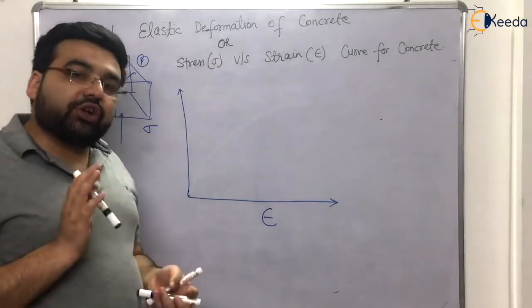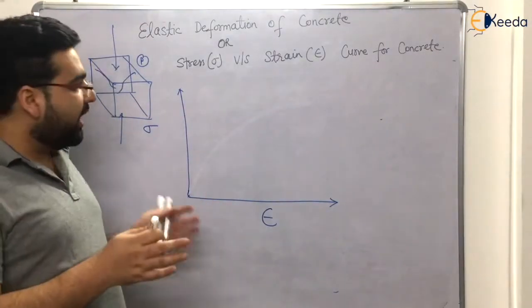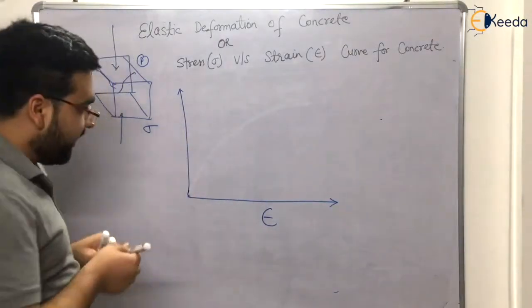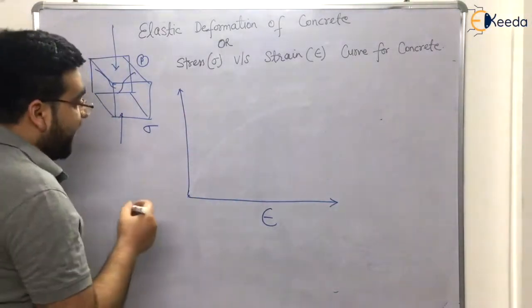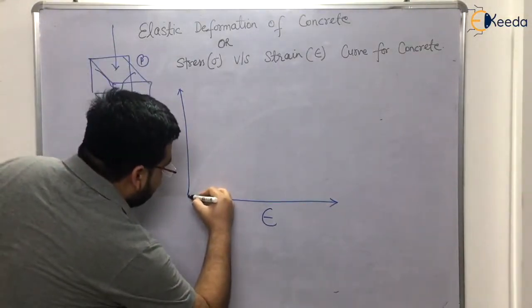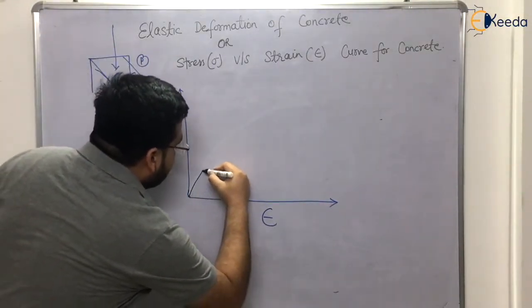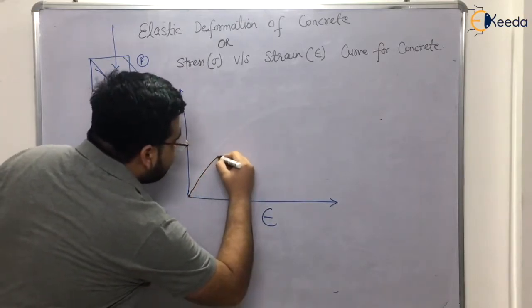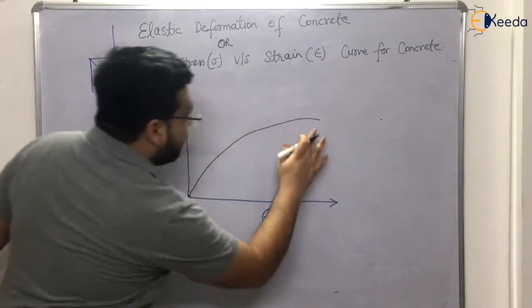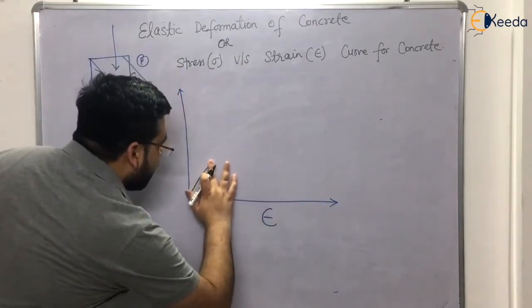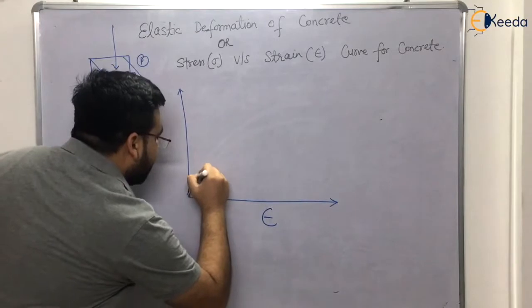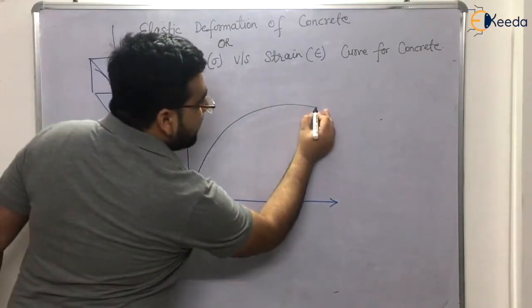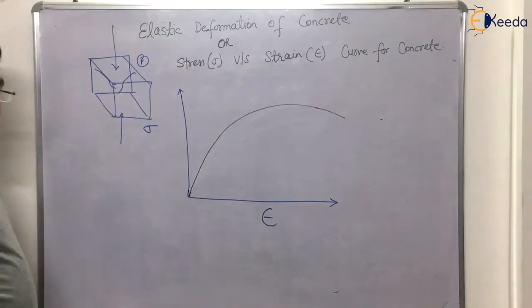First of all I am going to draw the ideal curve. If you perform the experiment in the lab, what type of curve do you get? You will get this type of curve. Initially it is a little bit straight. After that it starts getting parabolic. Let me draw it again. Initially it is straight, and after some time it is parabolic, or you can say extended like this.